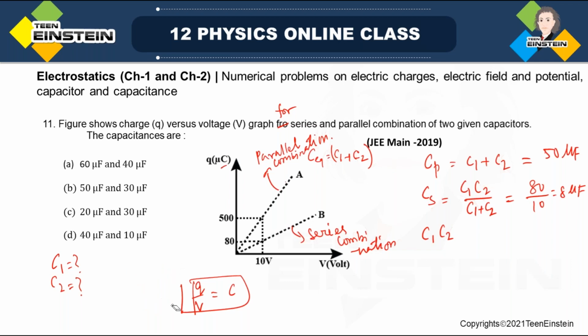I have to just solve for C1 and C2. That is the question. So I have got two equations and there are two unknown terms, C1 and C2. We have to solve for C1 and C2. So we get C1 into C2 divided by C1 plus C2 is equal to 8 microfarad. So this C1 plus C2 we have got from here, 50, right? So I can just multiply here. C1 plus C2, which is given as 50 microfarad. I'm just writing it here.